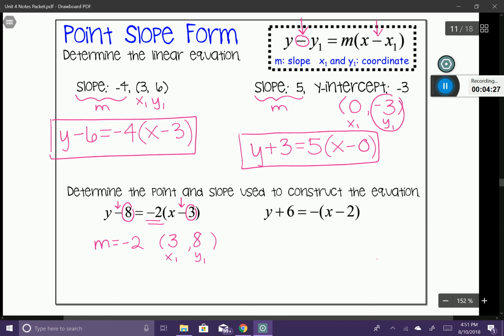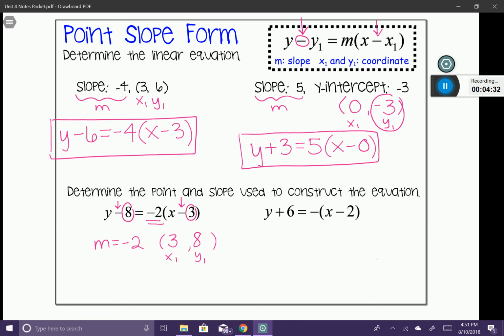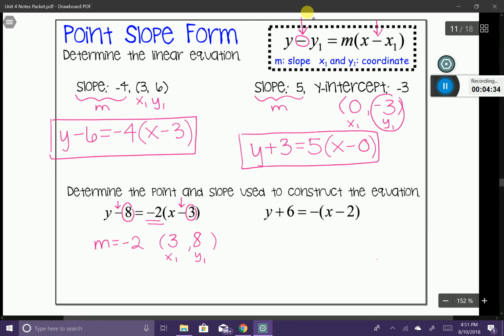Okay, so that was just plucking out the x1, y1 right out of the formula. But let's look at the next one because this one's going to change a little bit. First, let's identify our slope. Our slope looks a little different now, doesn't it? We just have a negative.